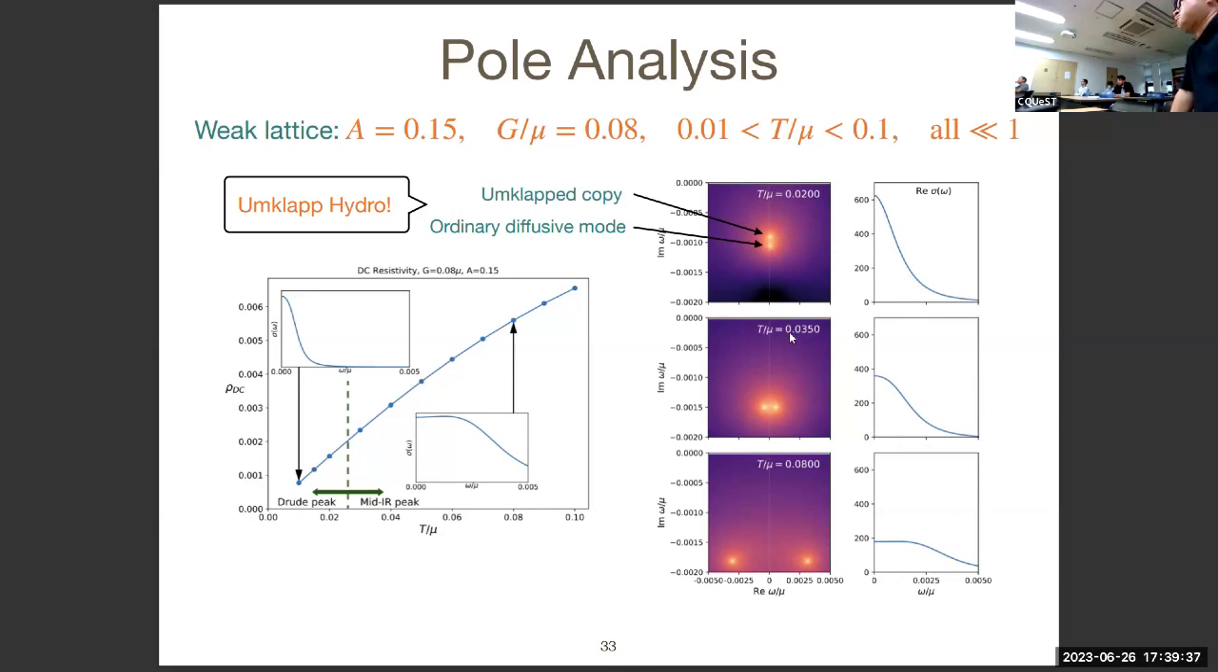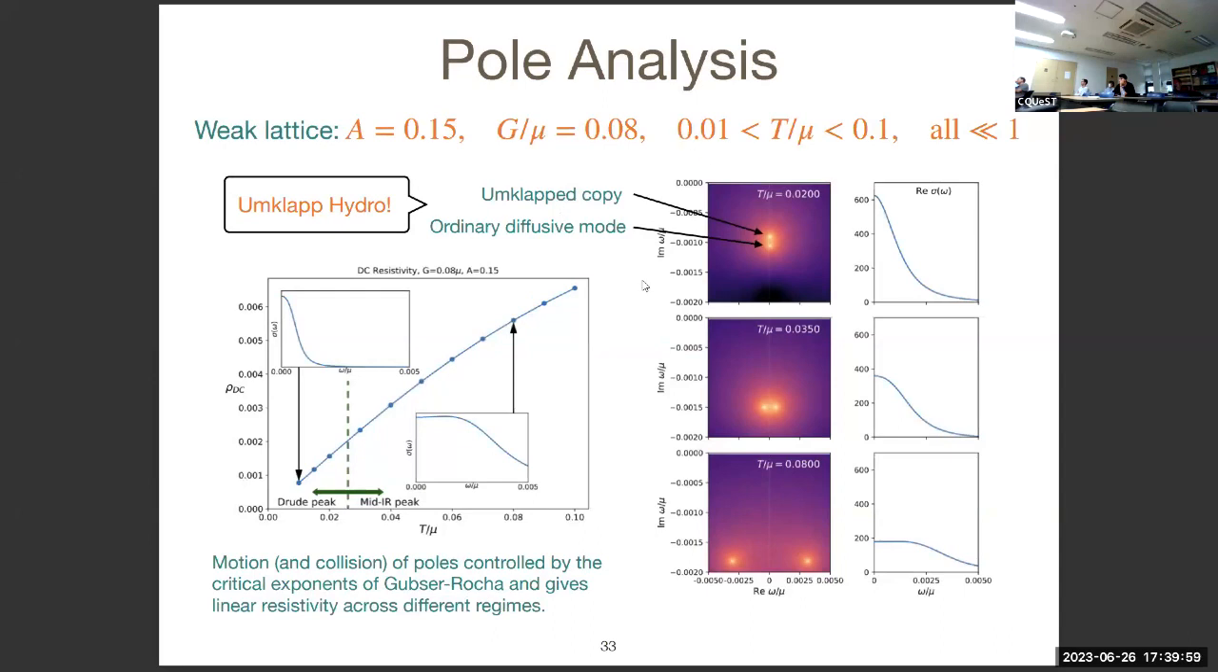What happens is that these two modes collide with each other and then they move off of the imaginary axis. So we're calling this umklapp hydro. We do an actual hydro analysis of this, just assuming that the modes are whatever they used to be, plus umklapp copies.